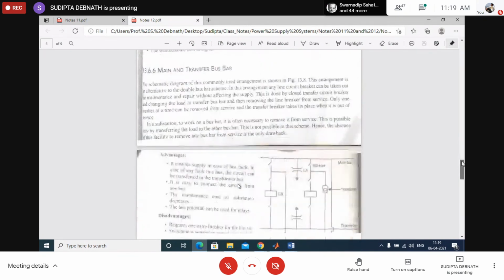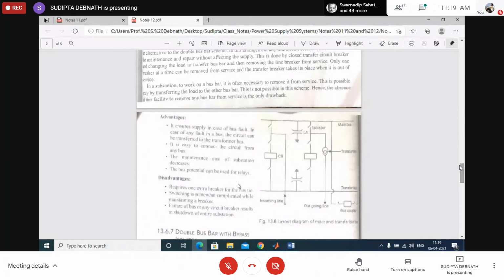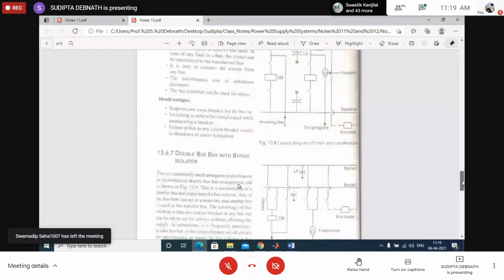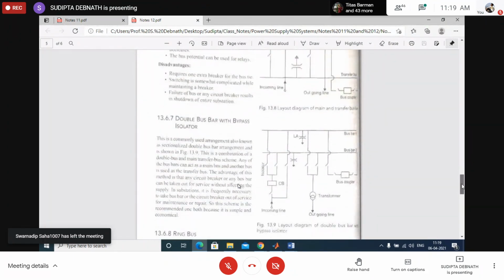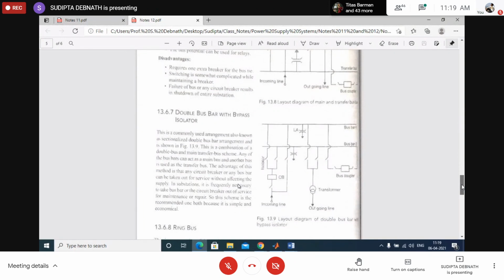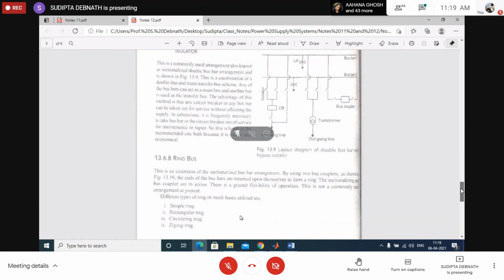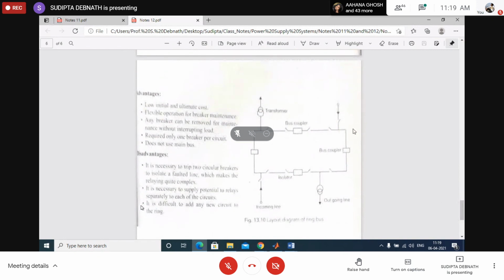Main and transfer bus bar is given. I have already discussed the bus coupler. You study and find out the difference. And double bus bar with bypass isolator. This is also written, and there will be some difference from the previous sections. The last one is the ring bus. Ring bus, you know the term. It is connected in the form of a ring with the help of a bus coupler. This bus coupler should be written here.